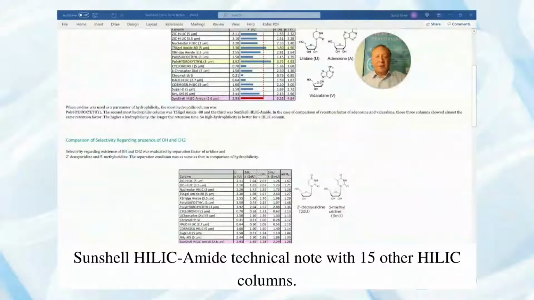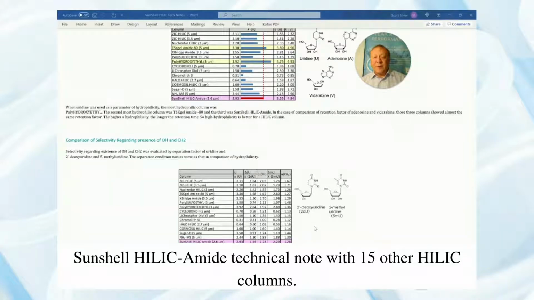We'll look at comparison of selectivity regarding presence of OH and CH2. So that's hydroxide and methylene. And we're going to look at this in relation to uridine, and then 2-deoxyuridine and 5-methyluridine.